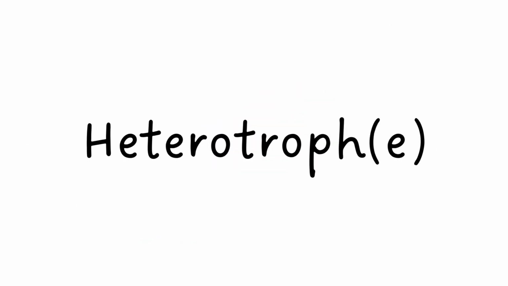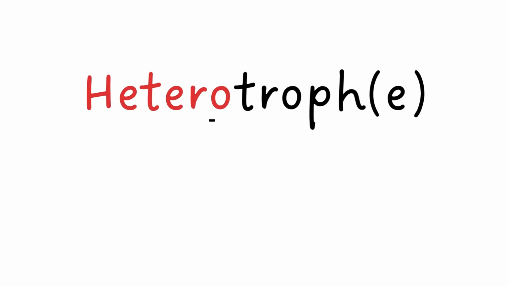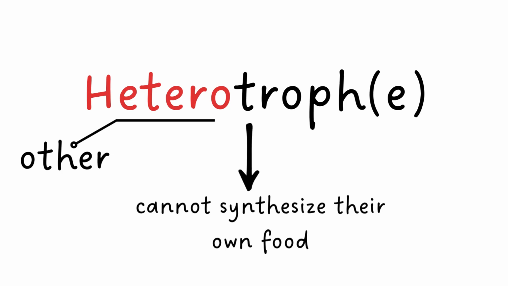Heterotrophs belong in the go get it group. So the word hetero means other, and the word troph means nourishment. This means other feeders. Heterotrophs are organisms that cannot synthesize their own food and must obtain energy and organic molecules by consuming other organisms or their byproducts.